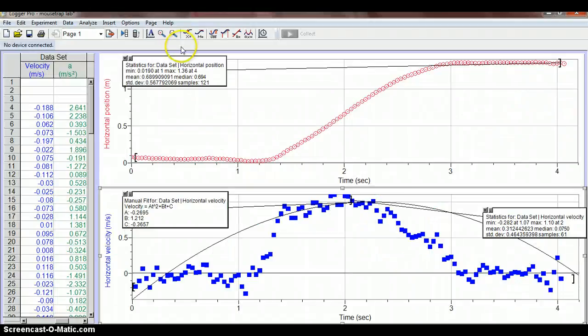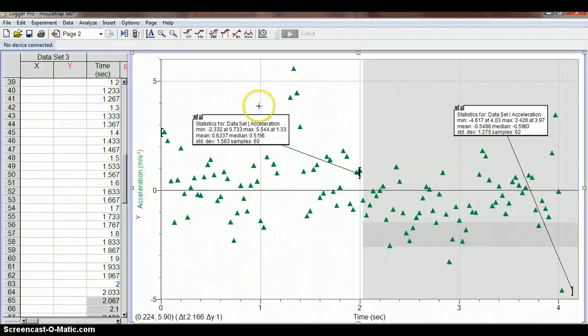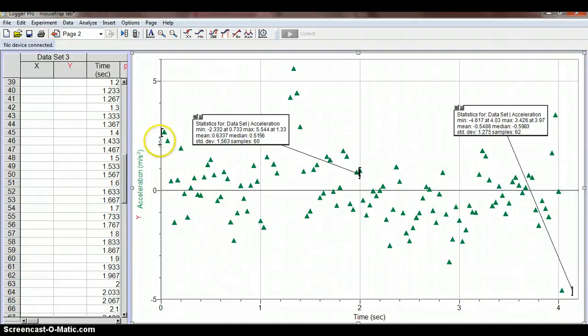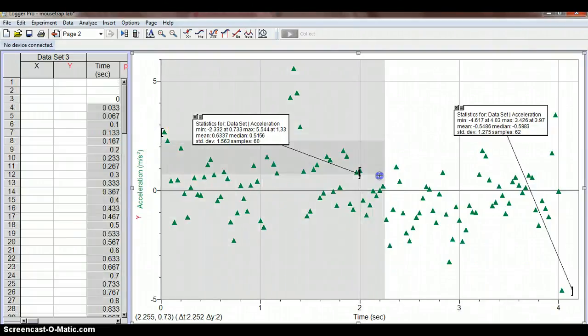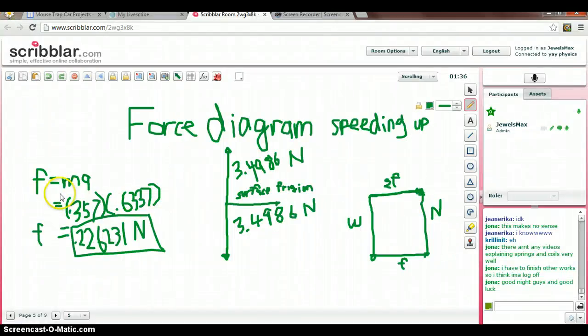To find acceleration, I took the derivative of velocity and took the statistics from here to here, which is when it's speeding up. And then I got that the mean acceleration while it's speeding up is 0.6337 meters per second squared. So I just multiplied its mass, 0.357, times 0.6337, the acceleration, and got 0.226231 newtons.